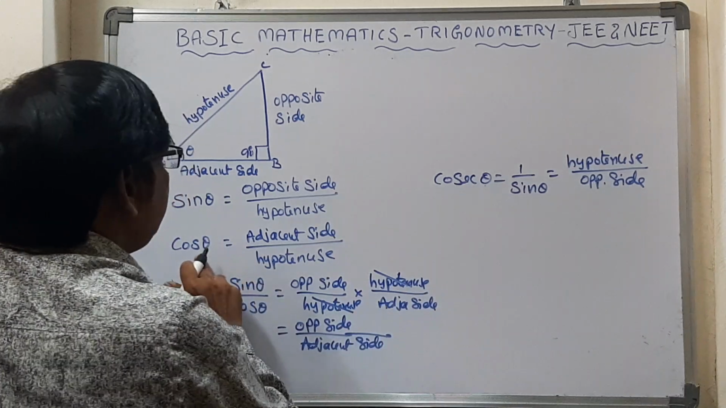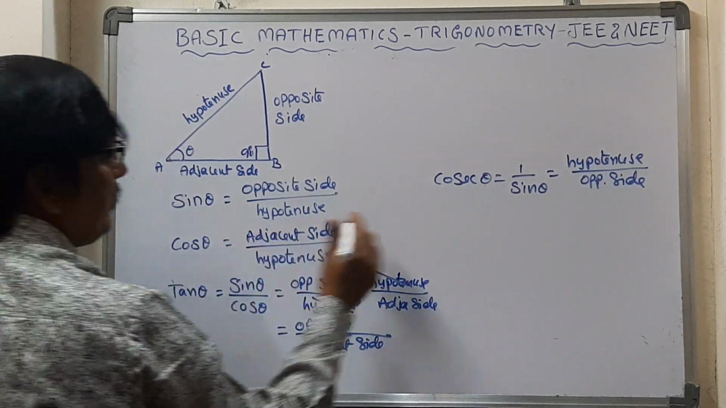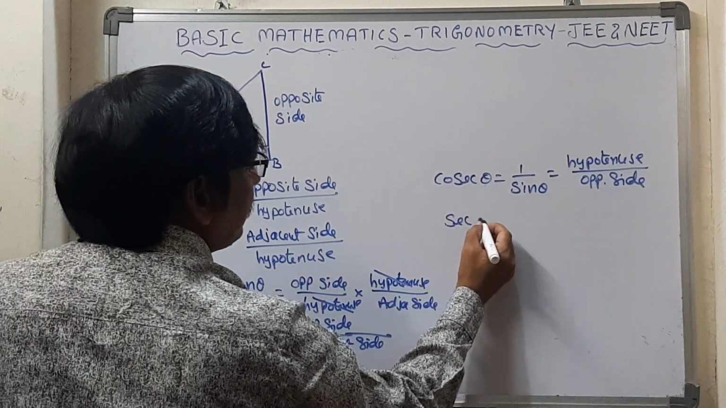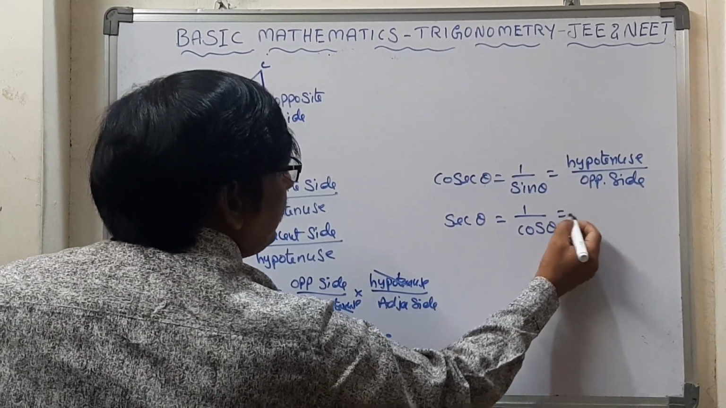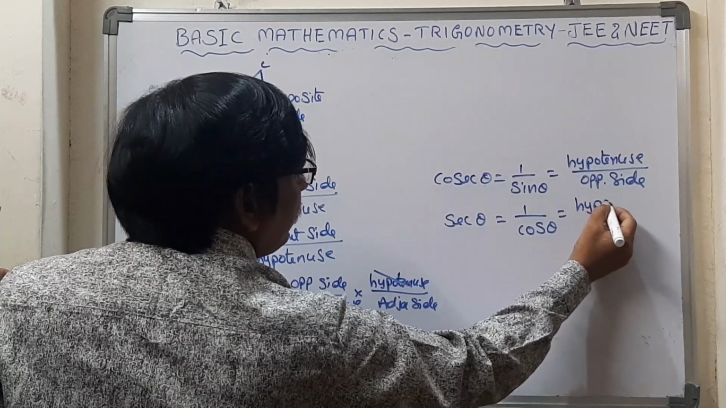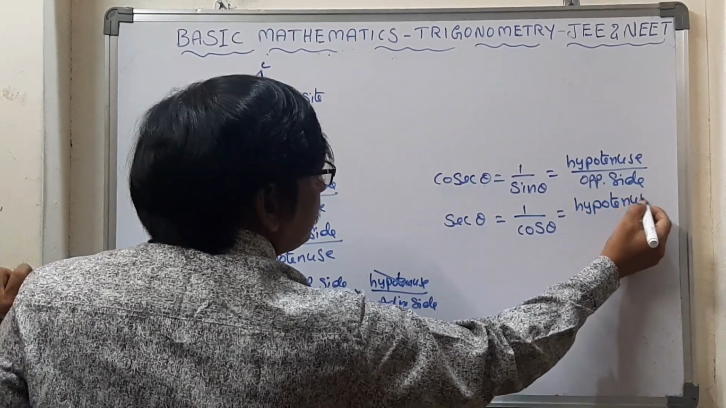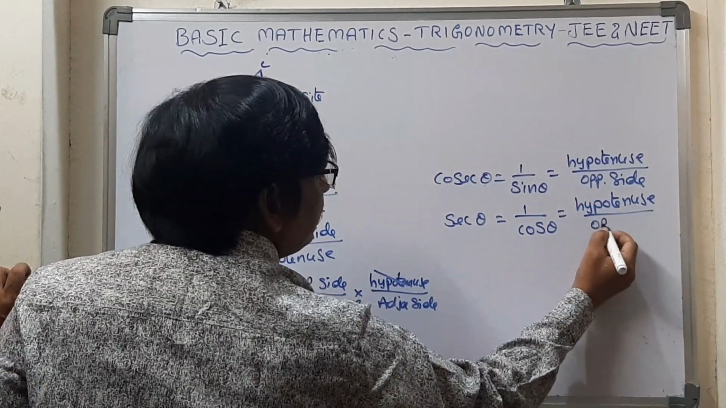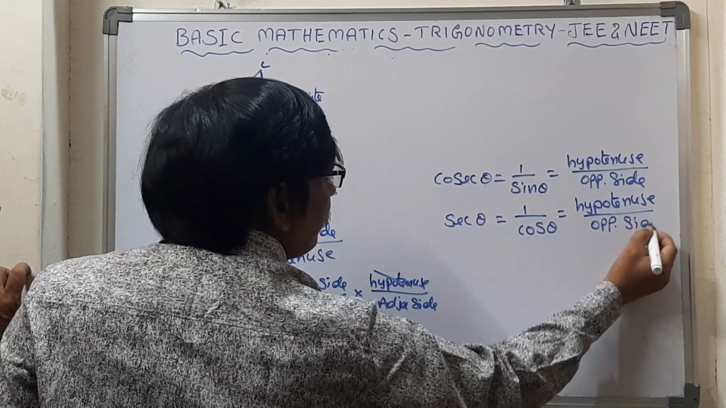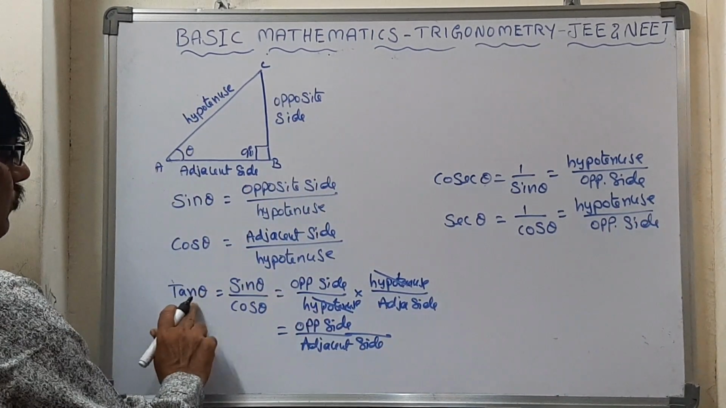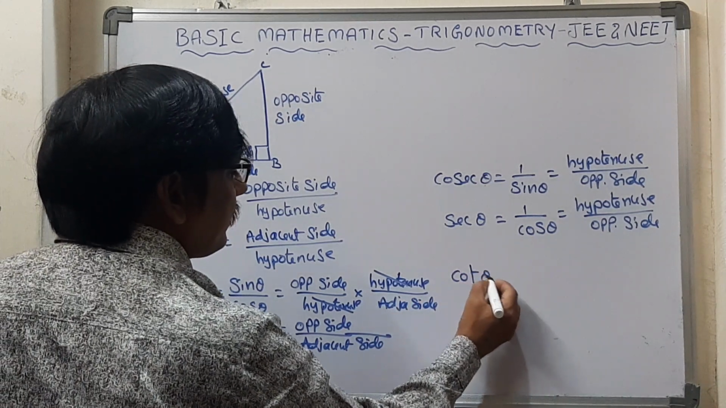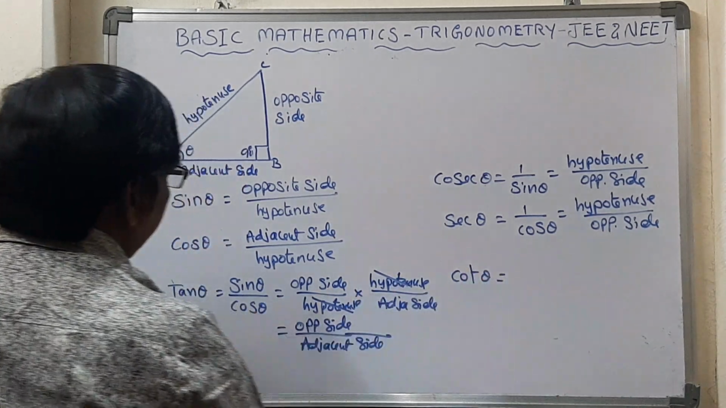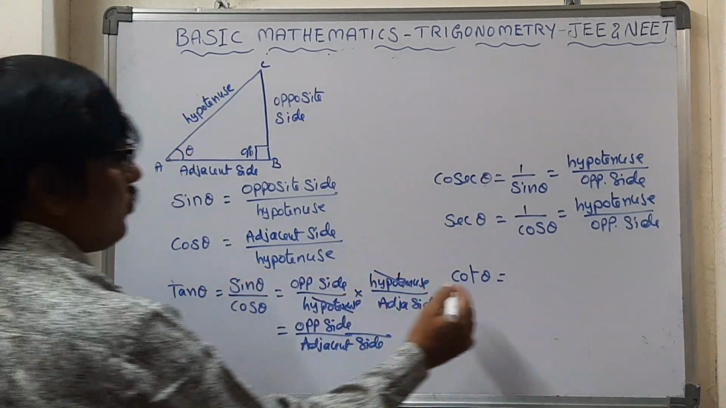Then what is the inverse of cos theta? That is secant theta, sec theta, which is equal to 1 by cos theta, that is hypotenuse by adjacent side. And then the reciprocal of tan theta we can consider as cot theta. For cot theta we take the reverse, so 1 by tan theta.